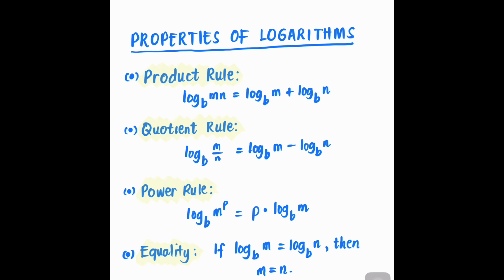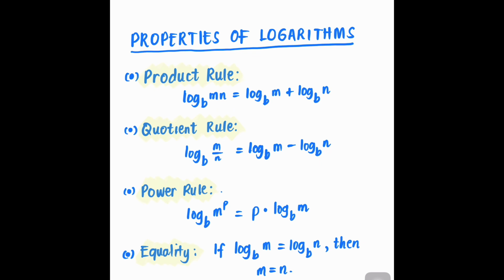So the first one is the product rule. For the product rule, log base b of m times n is equivalent to log base b of m plus log base b of n. The second one is the quotient rule. For the quotient rule, log to the base b of m divided by n is equal to log base b of m minus log base b of n.